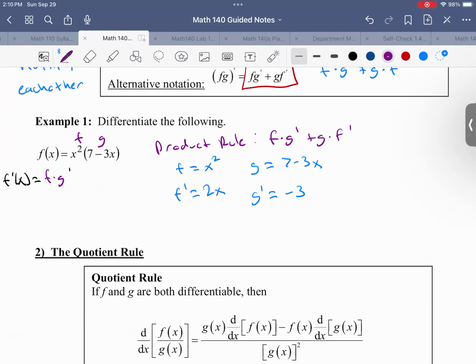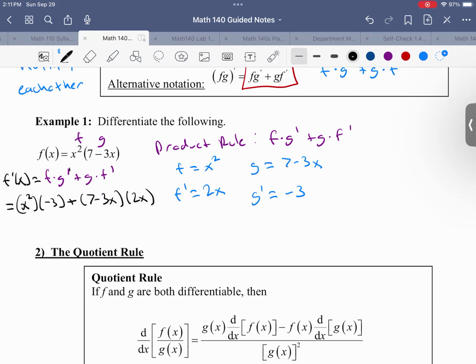F times G prime plus G times F prime. And I'm just going to put in all of these parts. So what I'll have here is F, which is x squared, times G prime, which is -3, plus G, which is 7 minus 3x, times F prime, which is 2x.